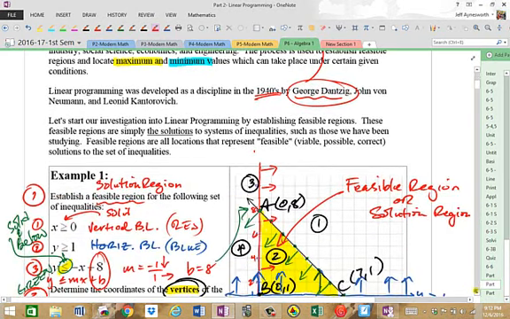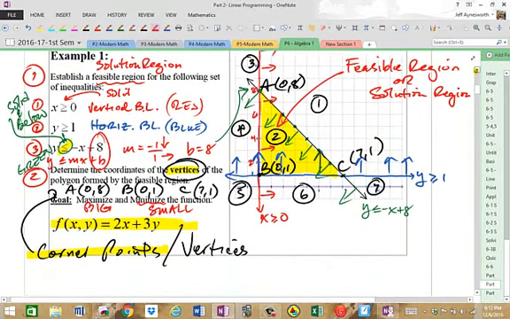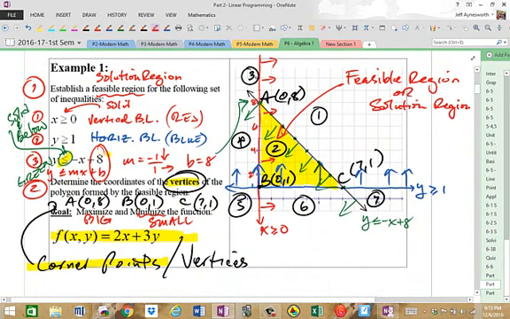So what we did in the first couple examples here, and you saw this with me the other day, is that we took a system of inequalities, we graphed it, and we called the solution region a feasible region, and we'll explain why more later. That's what George and the guys called it back in the day, and there was a reason for that. We also found the vertices of this feasible region, A, B, and C, which we call corner points or vertices.